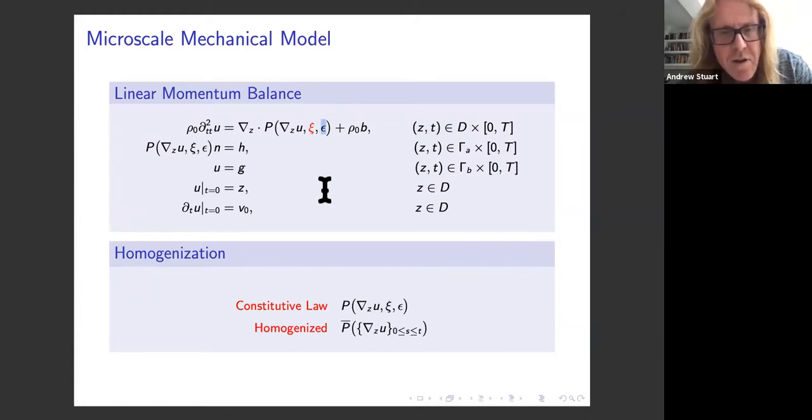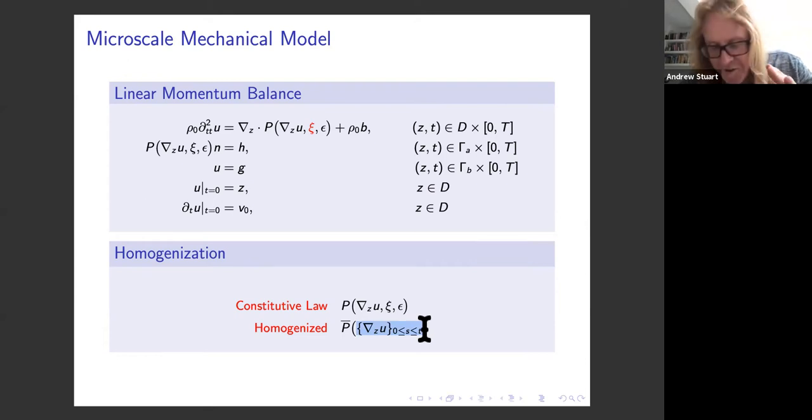At a very high level, because I don't have much time, this problem is characterized by what's called the constitutive law that maps the gradient of the deformation u, the internal variables, and the small scale parameter epsilon to the stress. And what we are going to do here is homogenize this problem and obtain a homogenized constitutive law that gets rid of the epsilon and gets rid of what are called the internal variables psi and replaces them with a constitutive law p bar instead of p that depends on the past history of the gradient of the deformation.